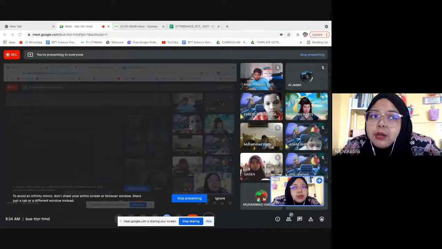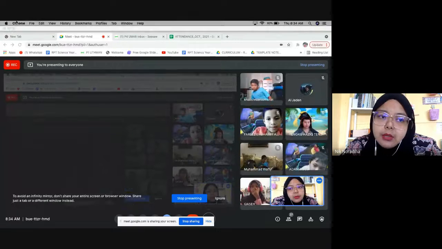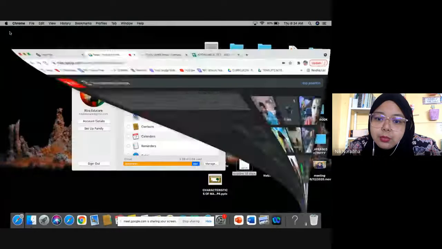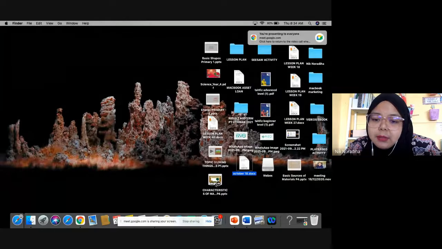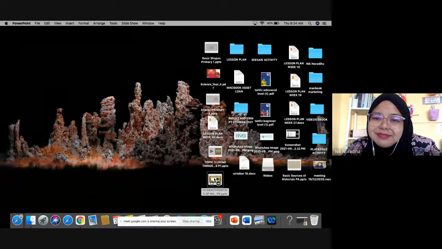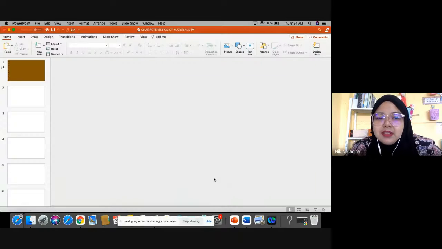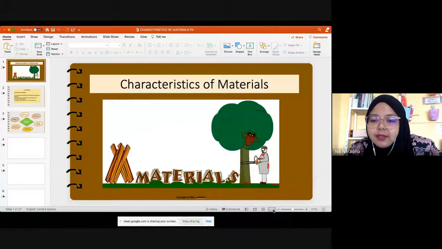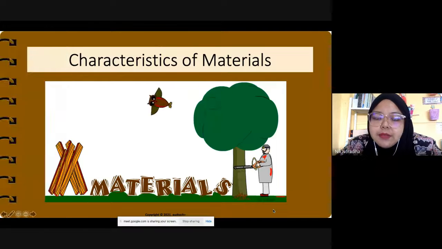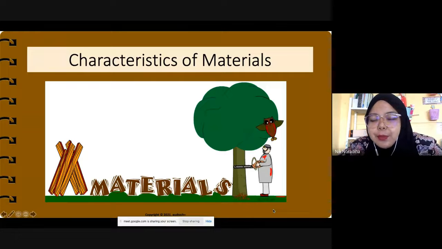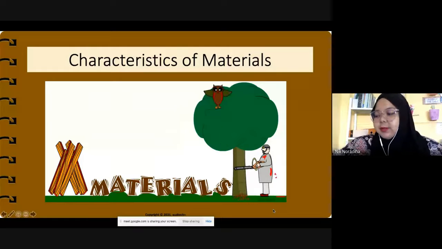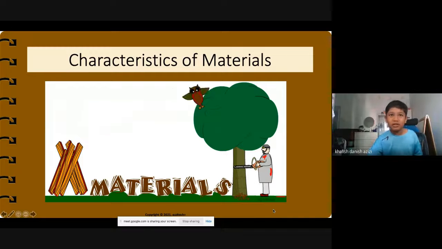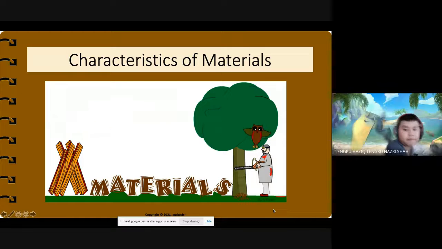Okay, so today we are going to look at the characteristic as well, the properties as well. Properties and characteristic is basically the same thing or not? The same or different thing? Characteristic and also properties. Same thing or different thing, Primary 4? Same thing. Same thing, correct. Yeah, same thing.